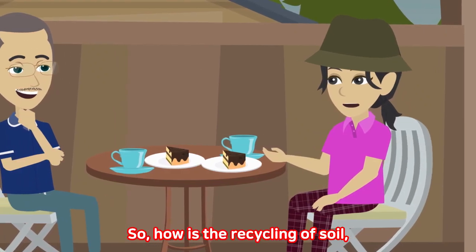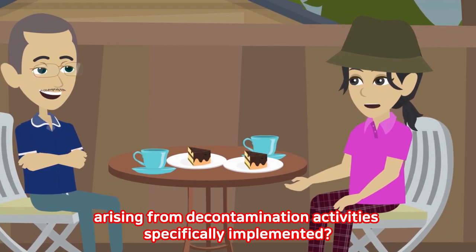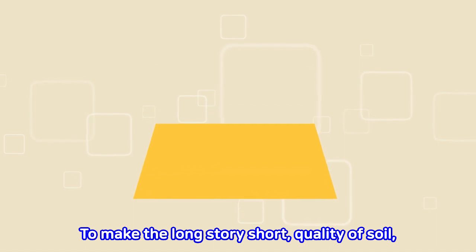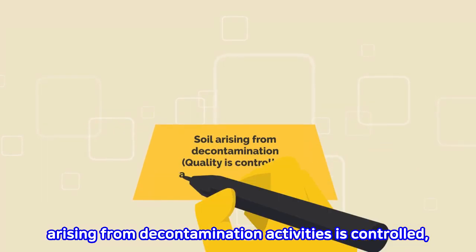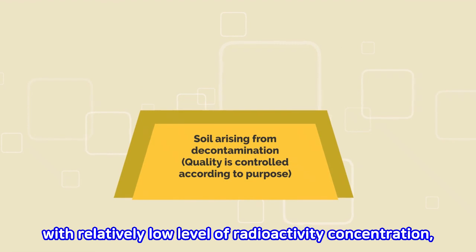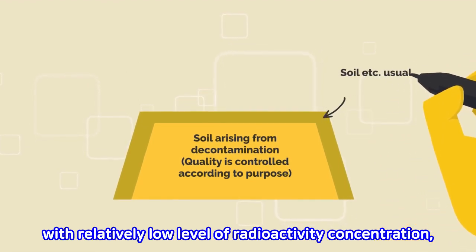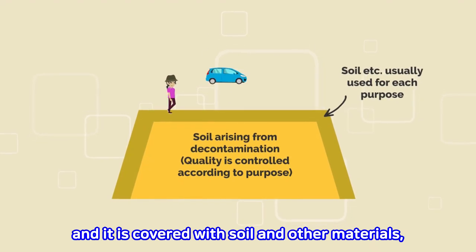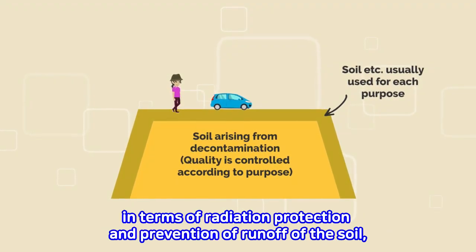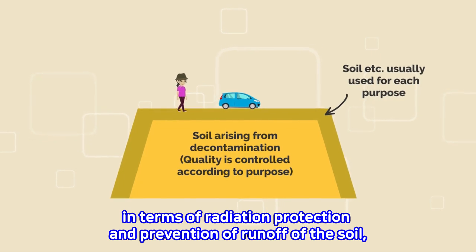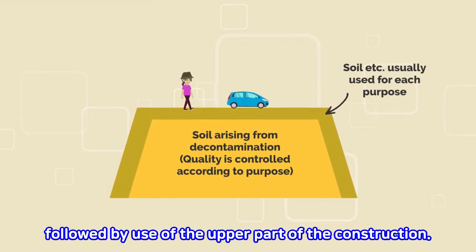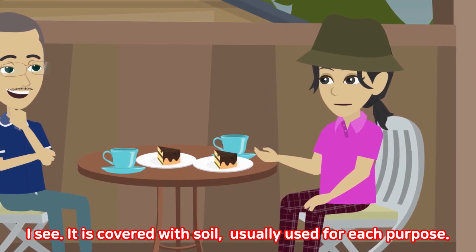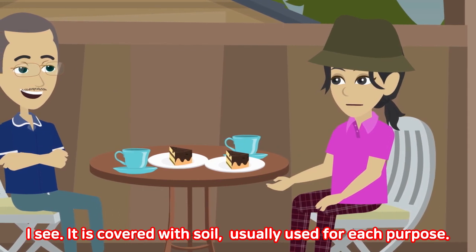So, how is the recycling of soil arising from decontamination activities specifically implemented? To make the long story short, quality of soil arising from decontamination activities is controlled, with a relatively low level of radioactivity concentration according to its purpose for use, and it is covered with soil and other materials, which are usually used for each purpose, in terms of radiation protection and prevention of runoff of the soil, followed by use of the upper part of the construction. I see. It is covered with soil usually used for each purpose.